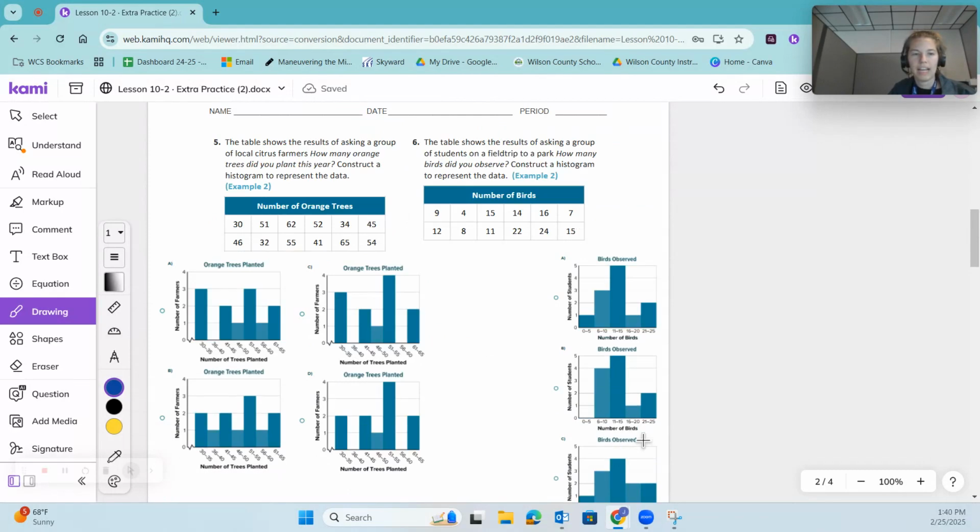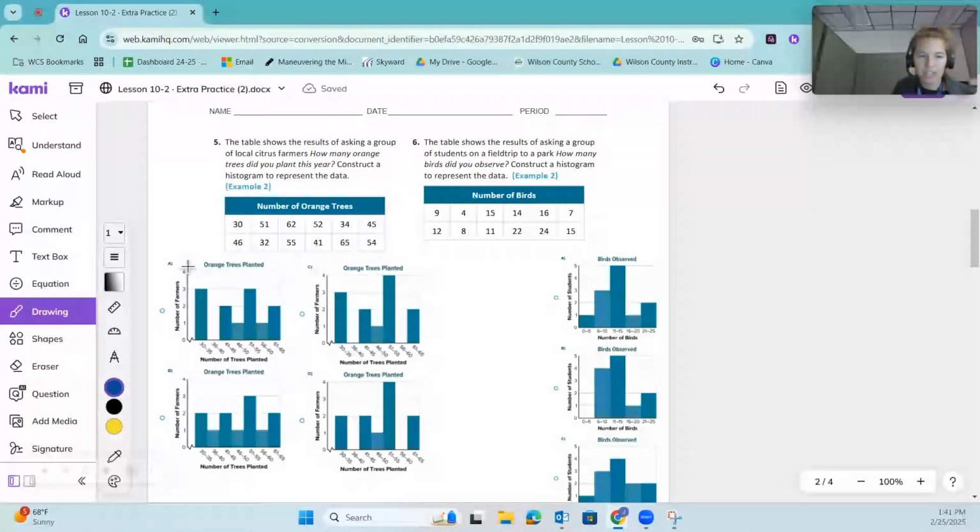And we're going to take a look at histograms. Histograms are essentially bar graphs. They have a range of numbers on the bottom, and it counts how many times those numbers occur, very similar to that dot plot. The table shows the results of asking a group of local citrus farmers how many orange trees they planted this year. Construct a histogram. So these are the number of orange trees the farmers surveyed planted.